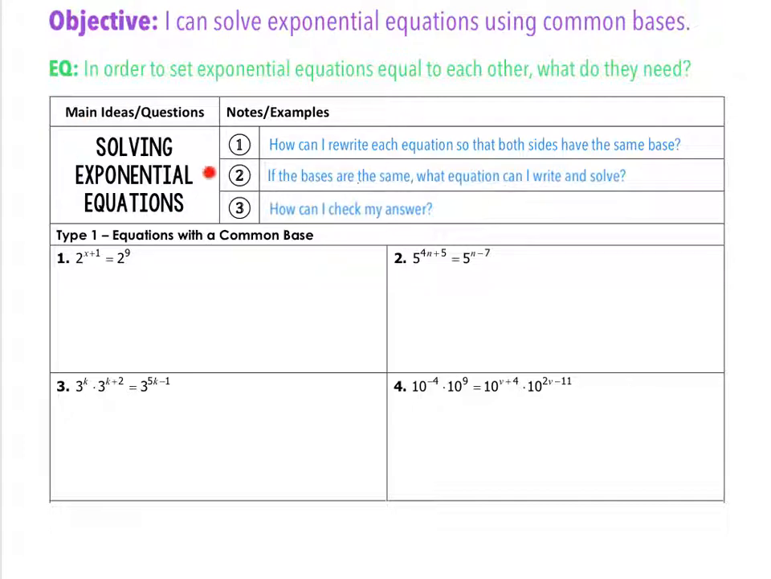So our topic, solving exponential equations, is going to include 3 guiding questions as I work through these examples. The first question is, how can I rewrite each equation so that both sides have the same base? My second question, if the bases are the same, what equation can I write and solve? And my final question is, how can I check my answer? We're going to start out with some very simple equations where the base is already common, and then we're going to move to some more complicated equations.